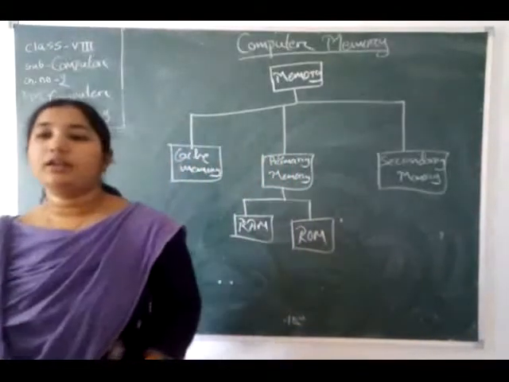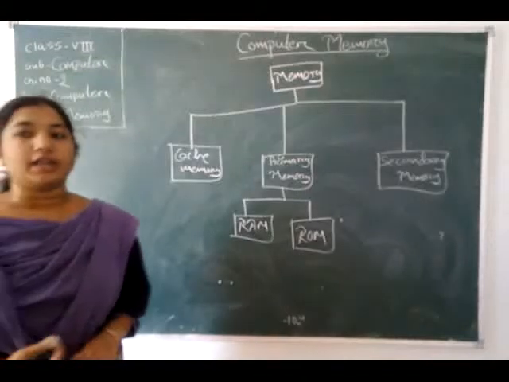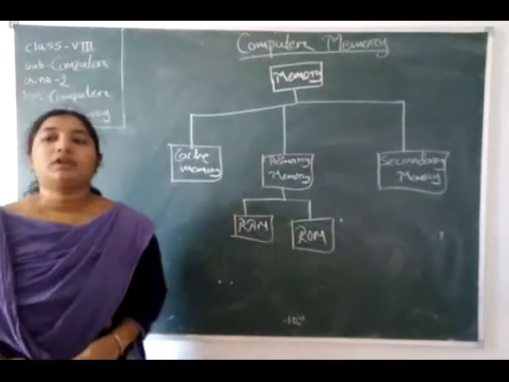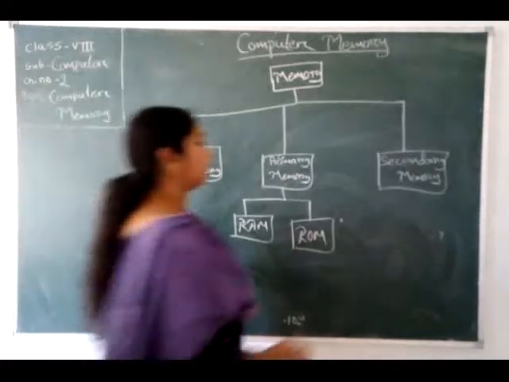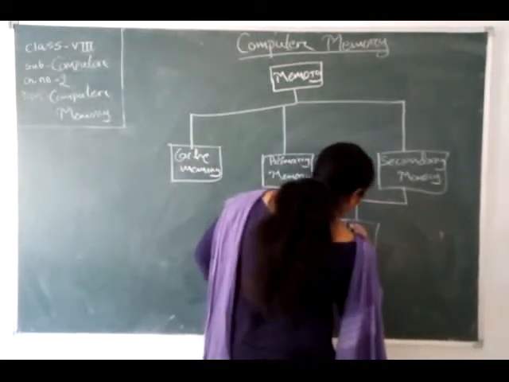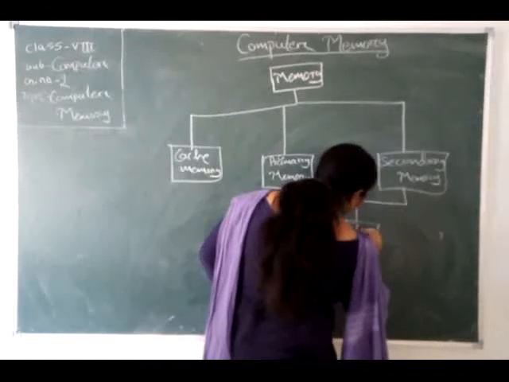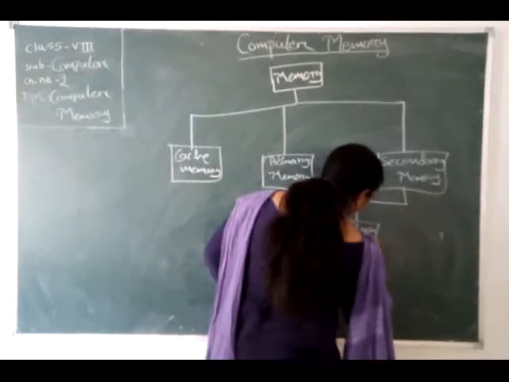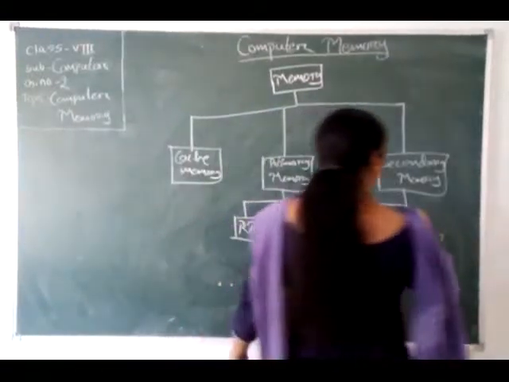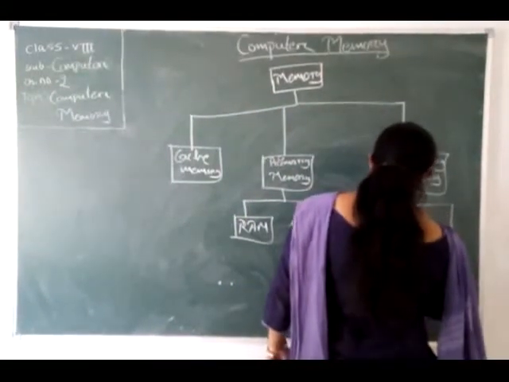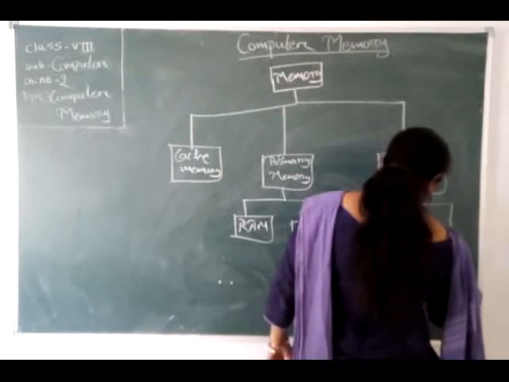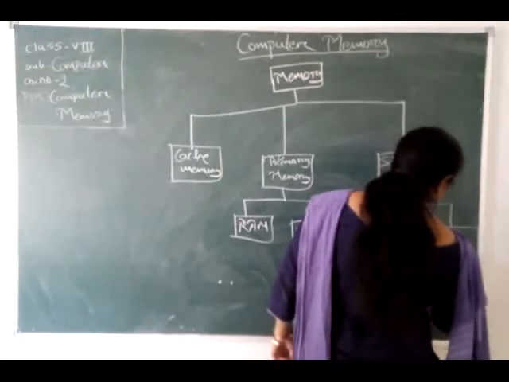Like this, secondary memory is also divided into 3 types: one is floppy disk, another is CD-ROM, and the last one is hard disk. So secondary memory is divided into 3 types. First one is floppy disk, second one is CD-ROM, and the last one is hard disk.